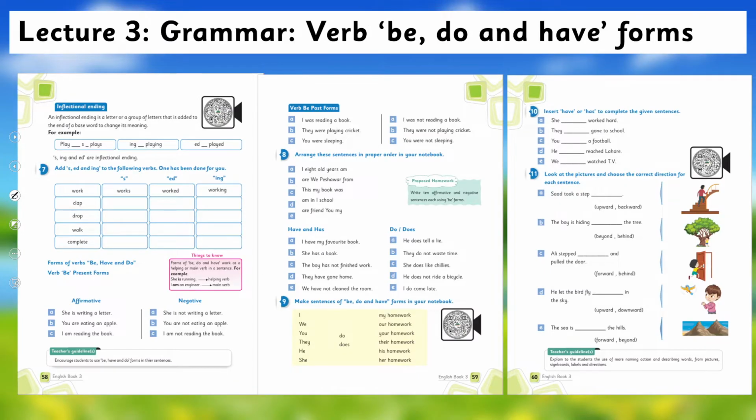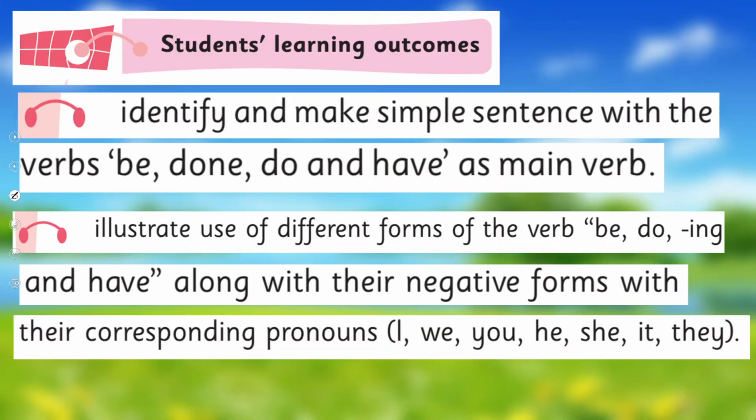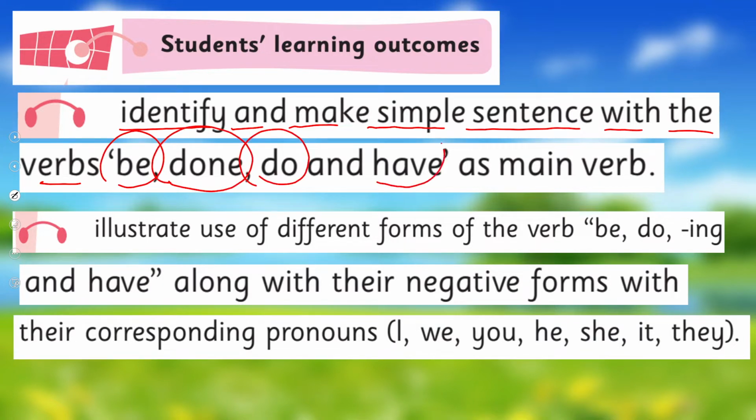Yes, my dear students, today under the title of grammar, we are going to learn verb be, do and have forms. Before this in English for grade 2, we have learnt about action words. Remember? And now in grade 3, we know action words are called verbs. So if you remember, well and good, otherwise you can watch this video again. And we are going to learn further to identify and make simple sentences with the verbs be, do and have as main verb. Okay?